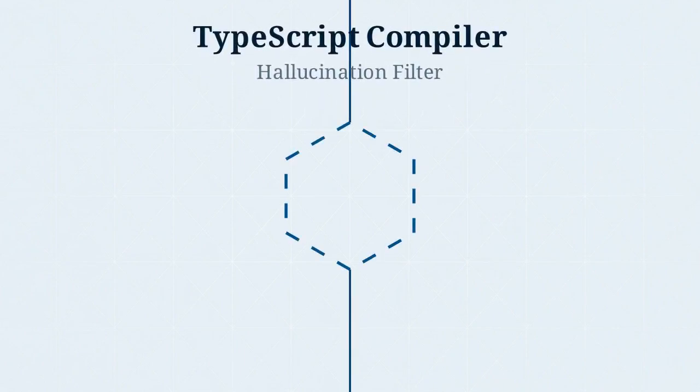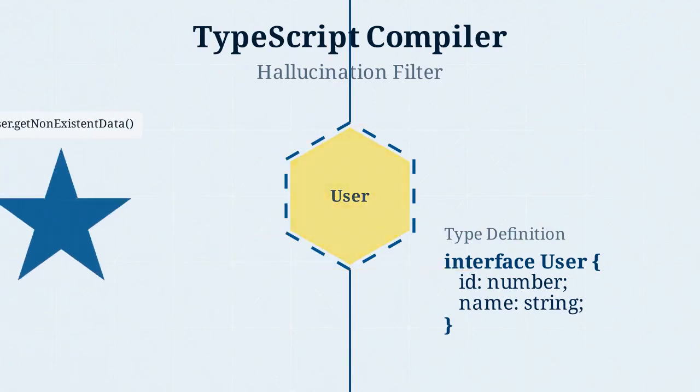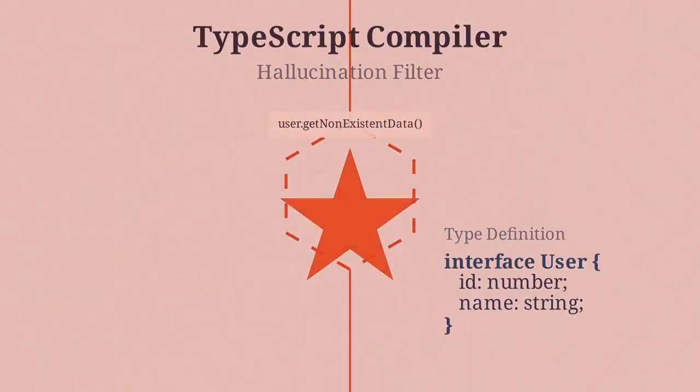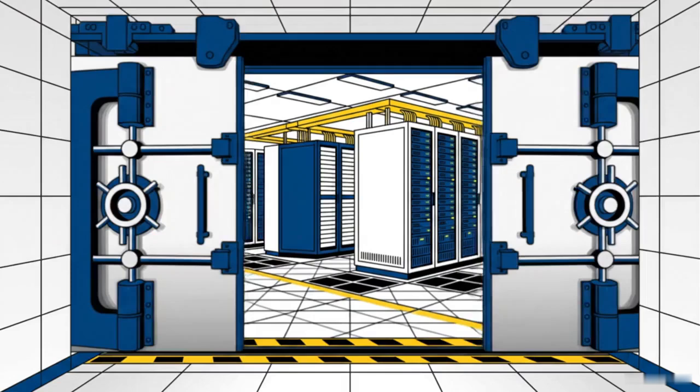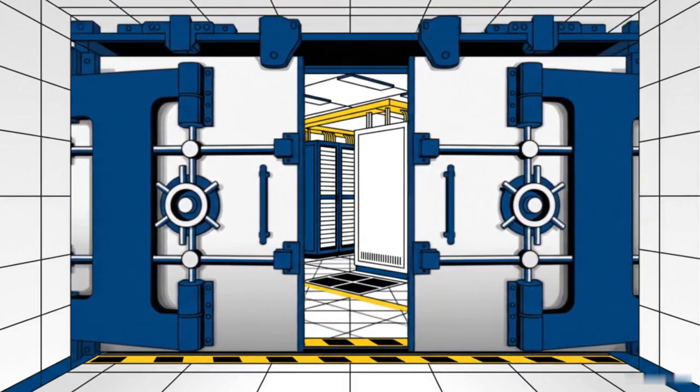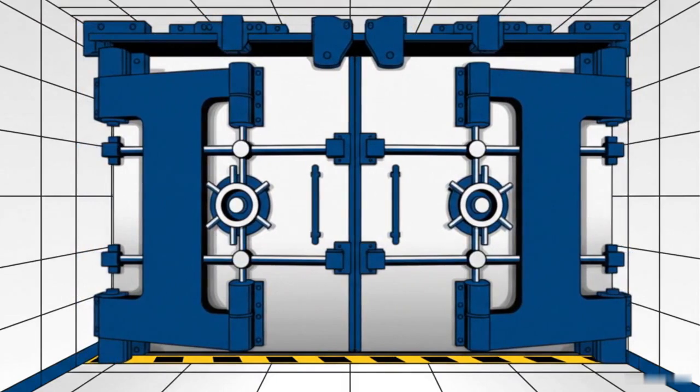The TypeScript compiler functions as a specialized hallucination filter. By explicitly defining the exact shape of your data, what a user object must look like, or what a function returns, the compiler analyzes the AI's output against those parameters. If the AI hallucinates a method that doesn't exist on a primitive string, the compiler hard stops the build process. Eliminating code execution at the compile time stage ensures that the AI's structural errors never reach your production environment.